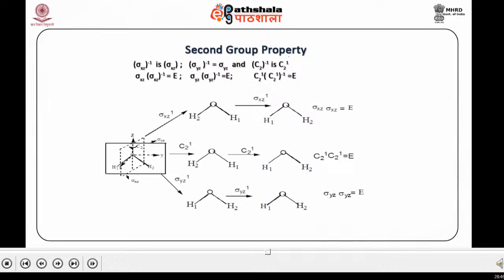Similarly, sigma xz dot sigma xz is equal to E. Therefore, sigma xz is the inverse of itself, and similarly, inverse of sigma yz is sigma yz. Thus, in the group, each element has a unique inverse. Here, each and every group element, symmetry operation, is the inverse of itself.